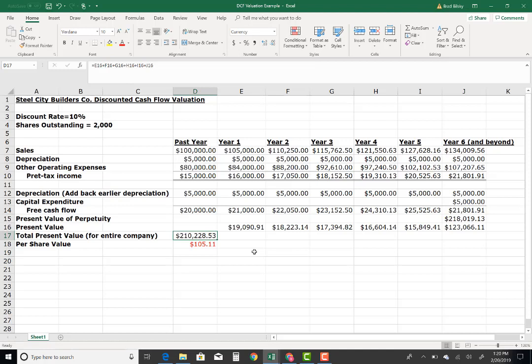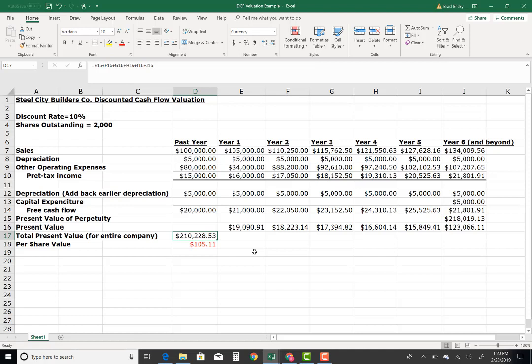Now, that's great that we have that information. If you're looking to buy a company outright, maybe you're looking to buy this Steel Cities Builders company, well, you know what the company's worth based on your analysis. So if the owner wants to sell it to you for like $175,000 and you think it's worth $210,000, that's a good deal. If they're asking $300,000 for it, well, you're not going to want to buy it. You're not going to want to pay $300,000 for something worth $210,000.